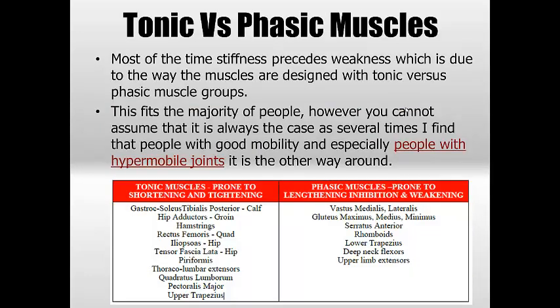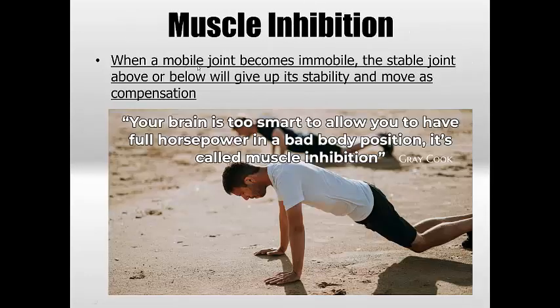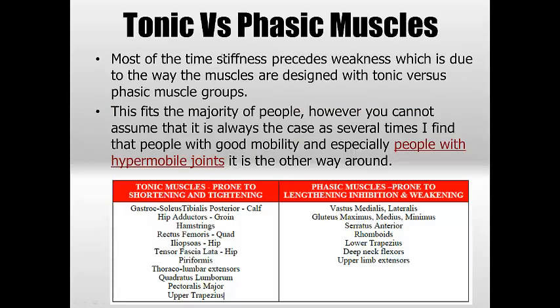All right, so now the big question that comes up is, how do you know it's always the mobile joint becoming immobile that does this? Well, sometimes it's the weakness that created the stiffness in the first place, but what tends to happen is that the tight muscles just end up taking over, and that's where the tonic and phasic muscle system comes in.